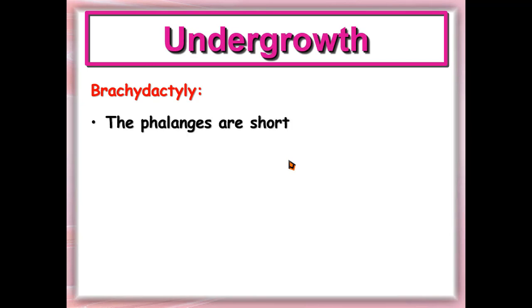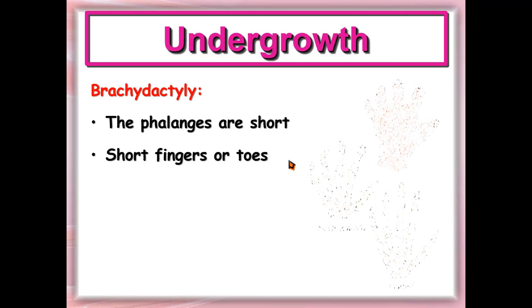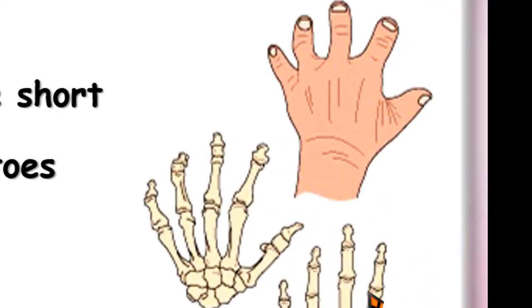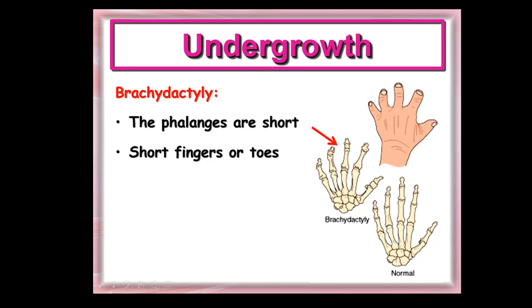Also, in the undergrowth, we can have this kind of anomaly, which is called brachydactyly, in which the phalanges are abnormally short, and that's why we end up with short fingers or toes. As in this diagram, you can see this is the normal skeleton, this is the normal length of the phalanges, but the distal phalanges here are abnormally broad and short, so you end up with fingers which are broad and short, like this.